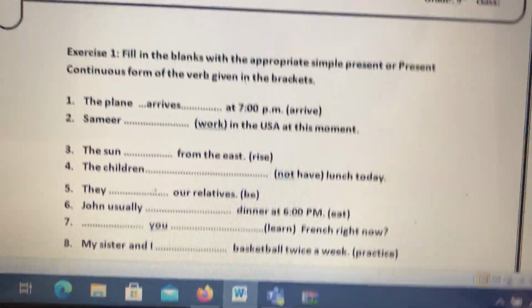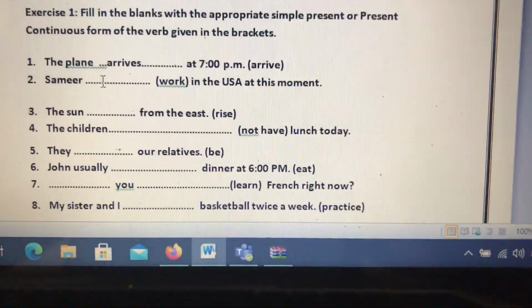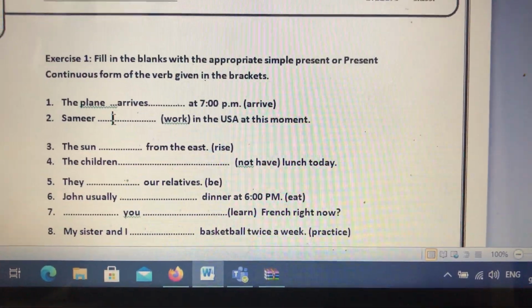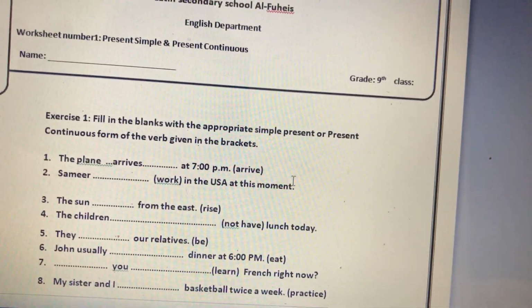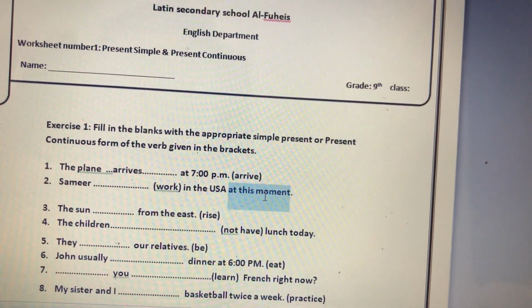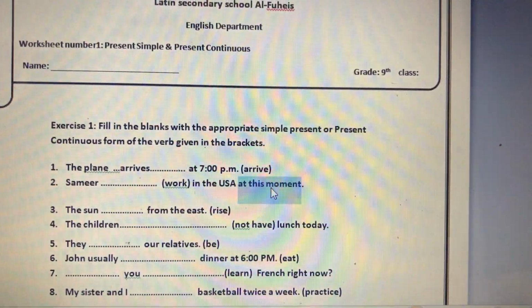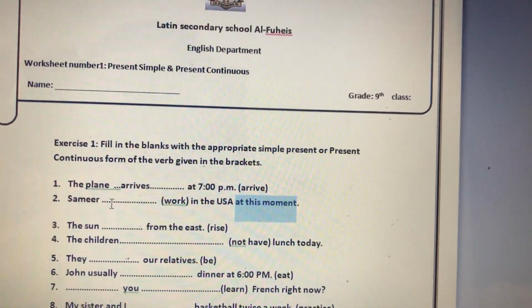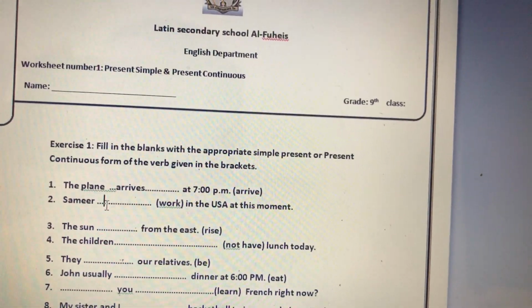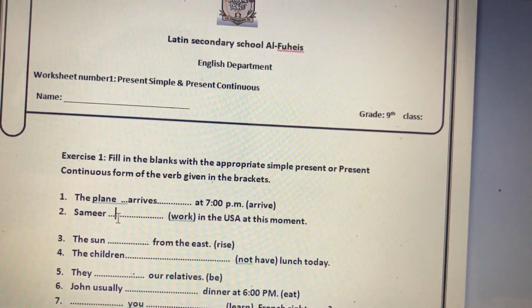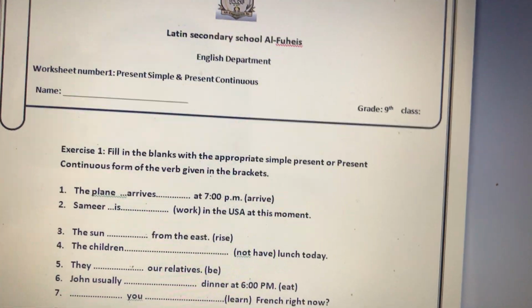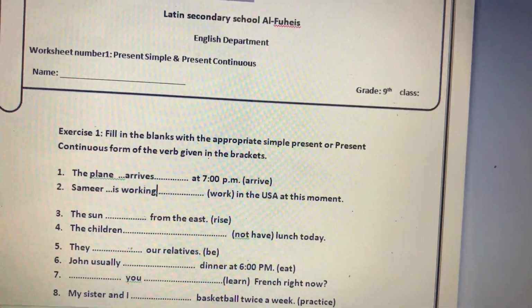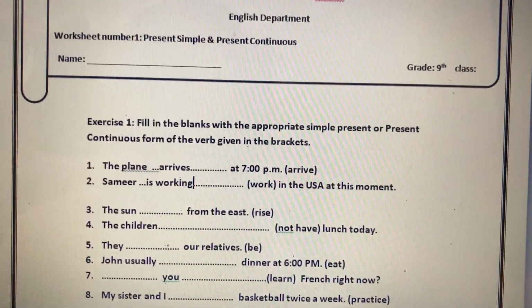Sentence number 2. Here, Samir and the verb is work in the USA at this moment. Here we have the keyword which is at this moment and it's for the present continuous tense. So Samir, we have the verb has to be the verb to be plus the verb adding to it ing. So Samir takes is and work will become working in the USA at this moment.